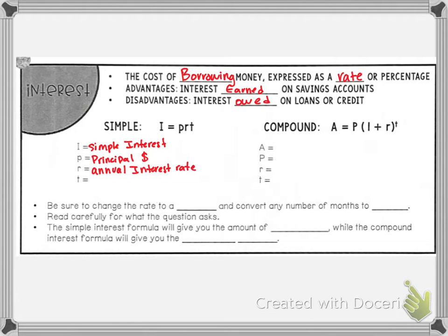And this is as a decimal, so I want to make sure you guys know as a decimal. It's usually as a percentage, but we have to change it to a decimal. And then time is going to be T, and of course, this one will be in years.